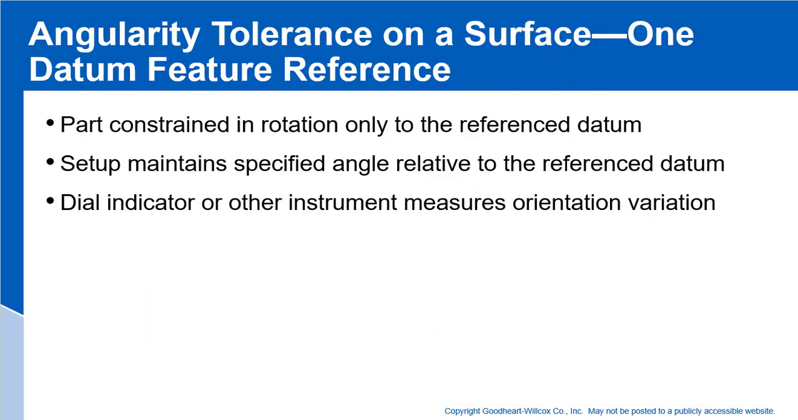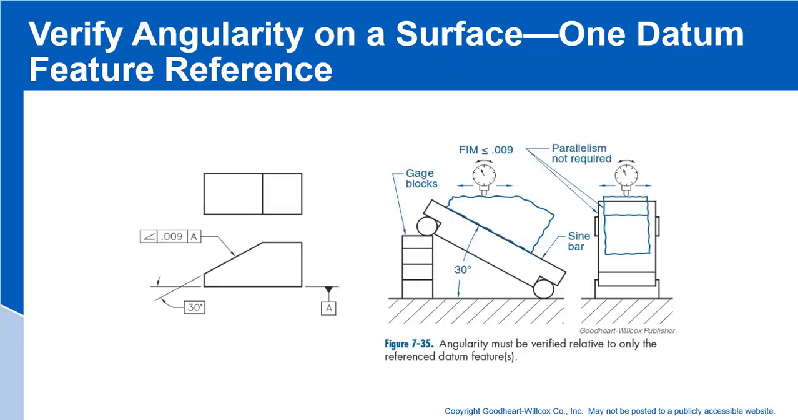Now, this is what happens when you have an angularity tolerance on a surface and one datum feature is the reference. The part's constrained in rotation only to the reference datum. The setup maintains specified angles relative to the reference datum, and then a dial indicator or other instrument is used to measure the orientation. What does that look like? Here is a sketch of how we would actually check this feature control frame, how we would verify the angularity tolerance on a surface with one datum feature referenced.